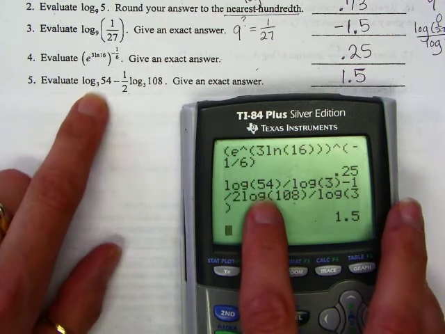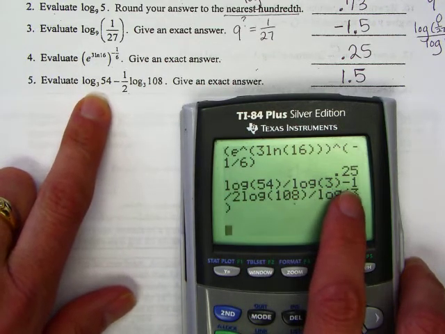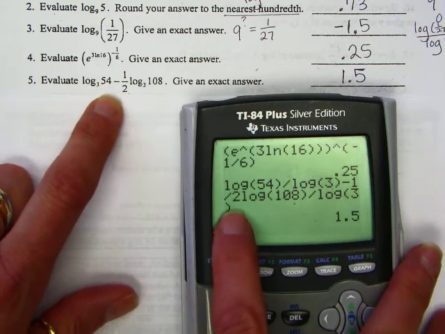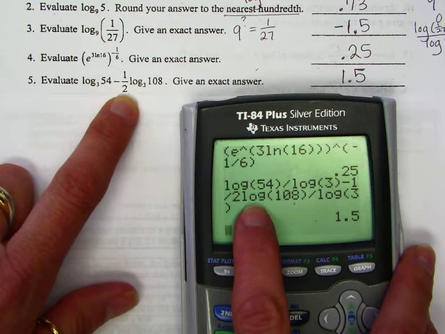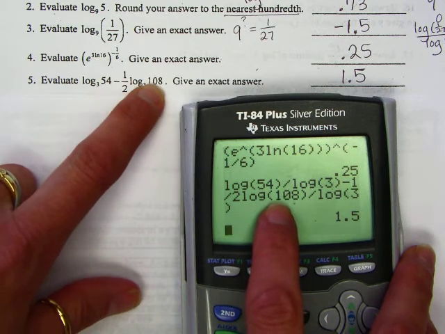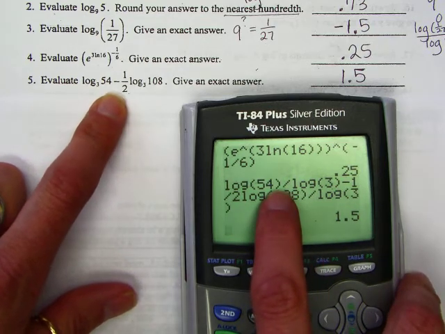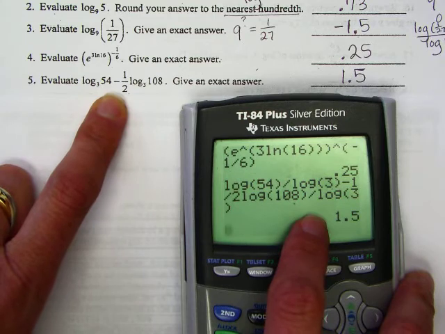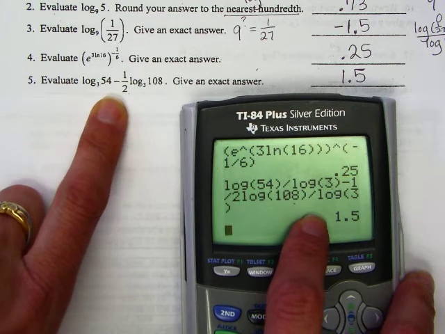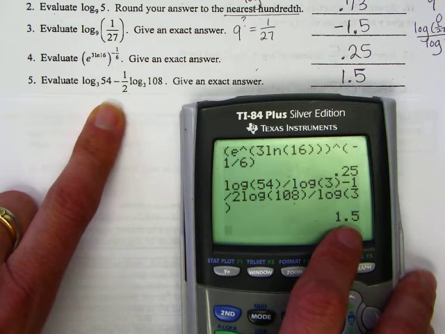Log of 54 divided by log of 3, because otherwise my log on my calculator is base 10, minus 1/2, and you can hit a times here. I didn't, but you could. Log of 108 divided by log of 3. Now, if I forget to close this first parenthesis on the 54, it's over for me in terms of getting a right answer. Okay? Not my life. That would be a little extreme, but my right answer future is not looking very good.